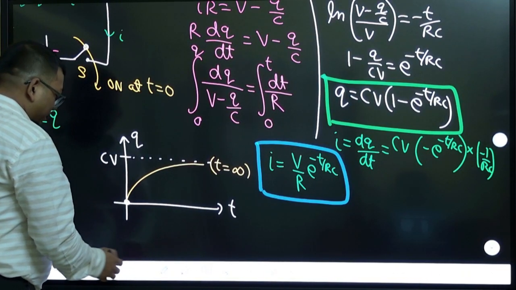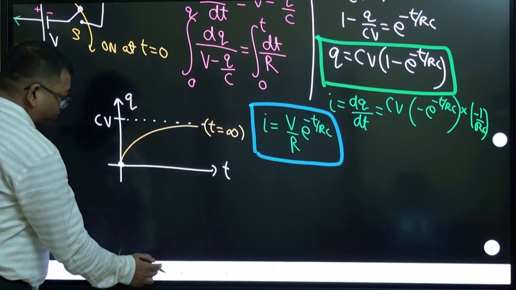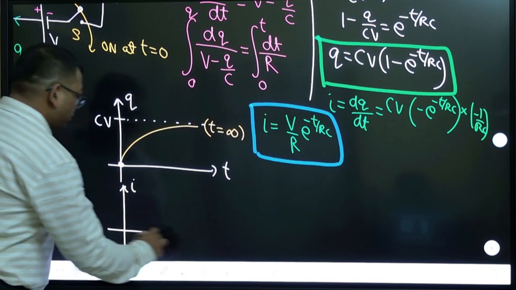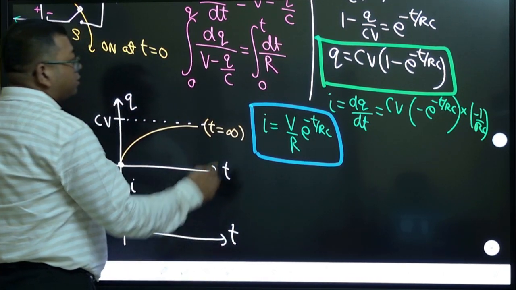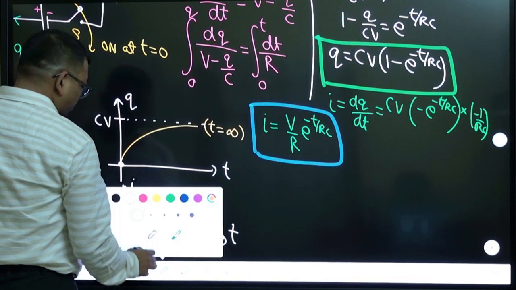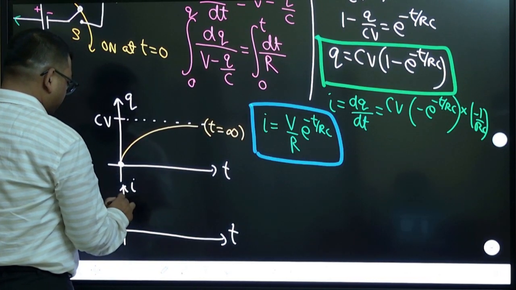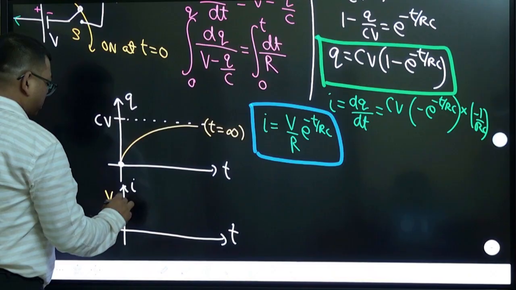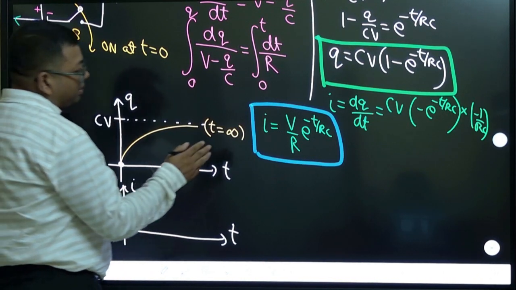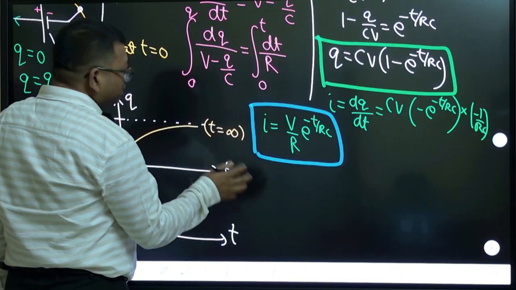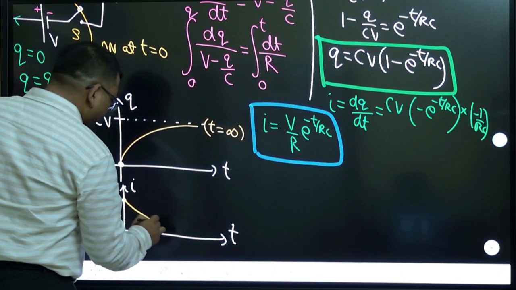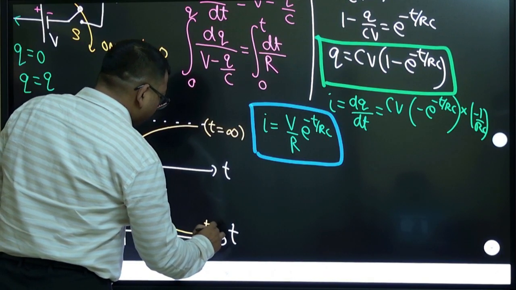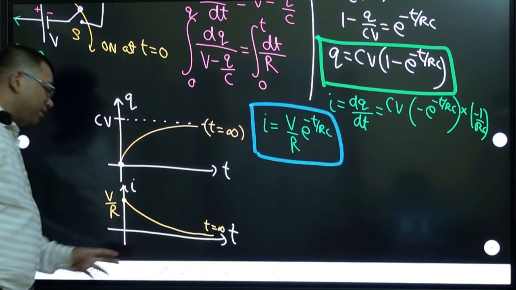Similarly, you can draw the current graph, I versus t. At time 0 the current is maximum. Note that at time 0 current is maximum, and this maximum current is V by R. After that, as time increases, the current decreases. At infinity it will become 0.